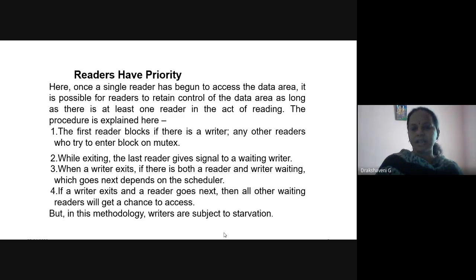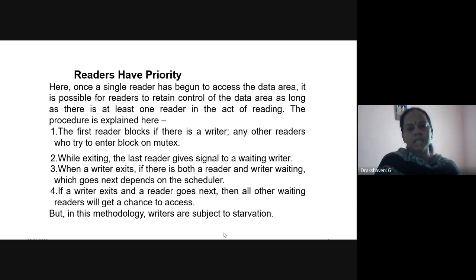The procedure is explained here. The first reader blocks if there is a writer. So suppose someone is writing, any other reader who tries to enter will be blocked. While exiting, the last reader gives a signal to a waiting writer. So suppose 10 people are reading and an 11th person wants to write. Then all 10 people complete reading, and the last of the 10 can give a signal to the 11th process saying, okay, you can start writing. That's what it is here.